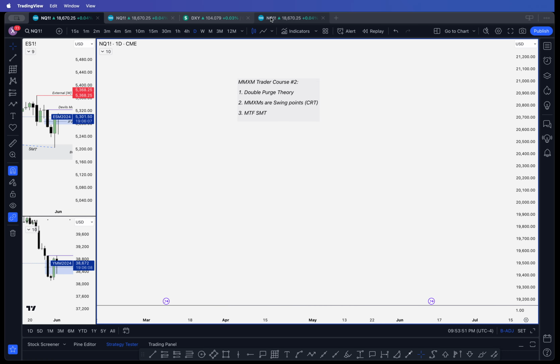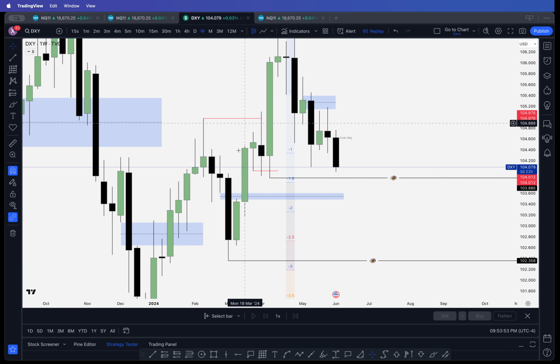Sorry, I got rid of the schematic. But where are these double purges likely to occur? During what phase of market delivery? Accumulation. Nice.